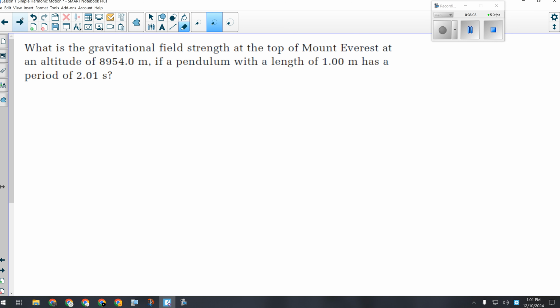I want you to try and calculate the gravitational field strength, also known as acceleration due to gravity, at the top of Mount Everest, if a pendulum with a length of 1 meter has a period of 2.01 seconds.